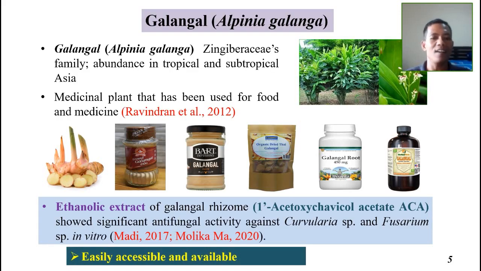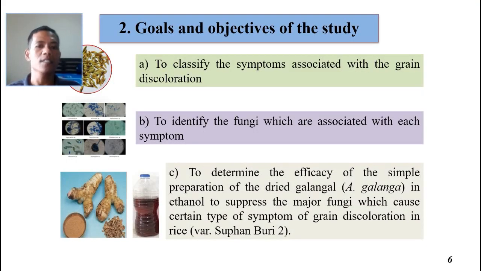So what is galangal? Galangal is in the Zingiberaceae family, and is native to tropical and subtropical Asia. It is used as a medicinal plant, and for food and medicine, and currently it has received a lot of interest because the ethanol extract of galangal rhizome has the compound acetoxychavicol acetate. It is very effective in controlling Curvularia species and Fusarium species. It is also easily accessible and available in almost every household of farmers in Thailand.